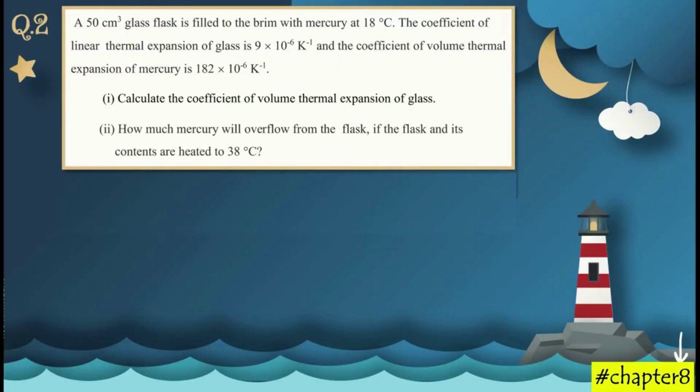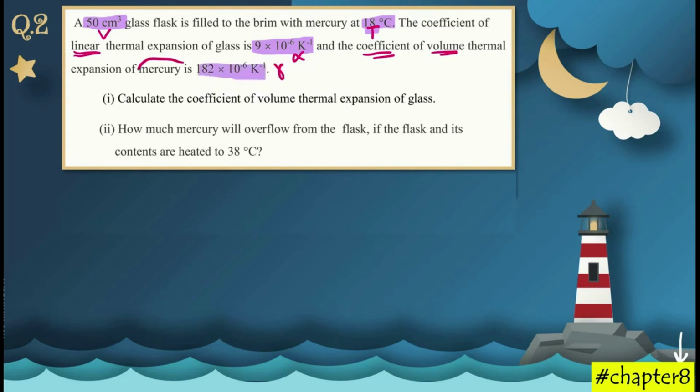The second question. The question is a 50 cm cube glass flask. So we have the volume here. It is filled to the brim with mercury at 18 degrees Celsius. So we have volume, we have temperature, the coefficient of linear thermal expansion. So here is alpha, this is the coefficient for linear expansion, and the coefficient for volume thermal expansion is 182 times 10 to minus 6. So this is our value of gamma.